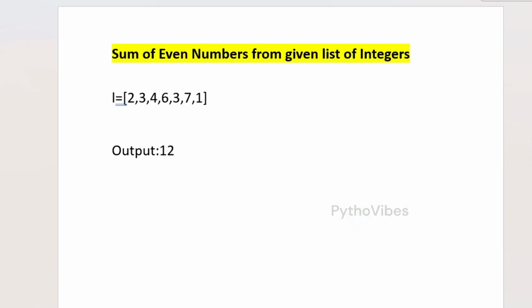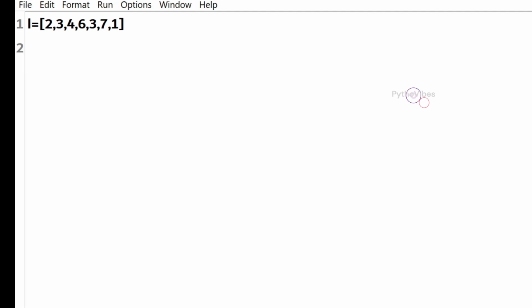In today's video, we need to find sum of even numbers from a given list of integers, and as a sample input we have list equals to 2, 3, 4, 6, 3, 7, 1, out of which we need to find out sum of even numbers. What are the even numbers from this list? 2 plus 4 plus 6, which will add up to 12. So the same output we have to get from this list.